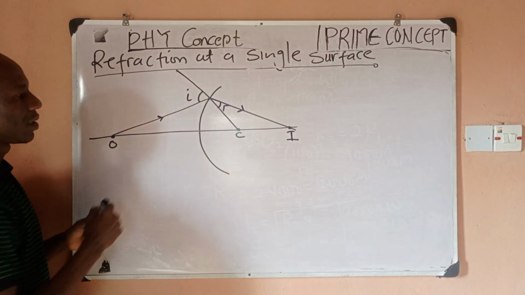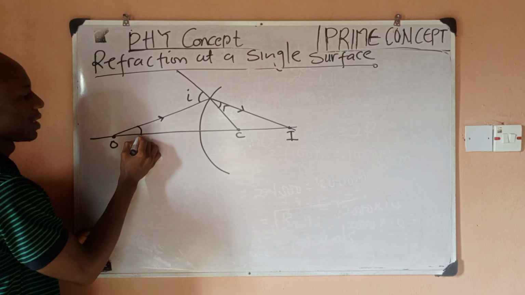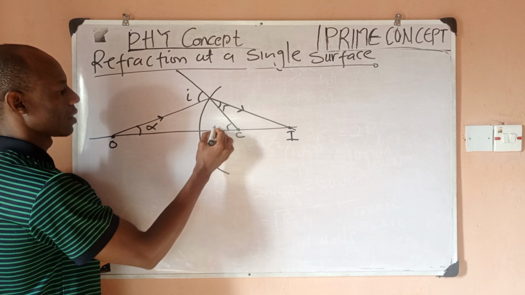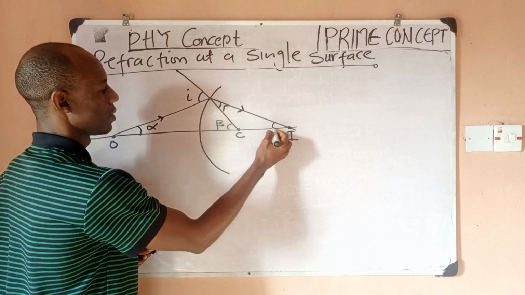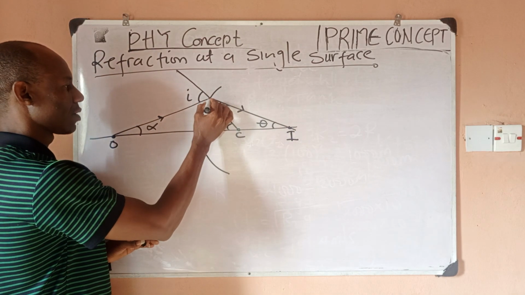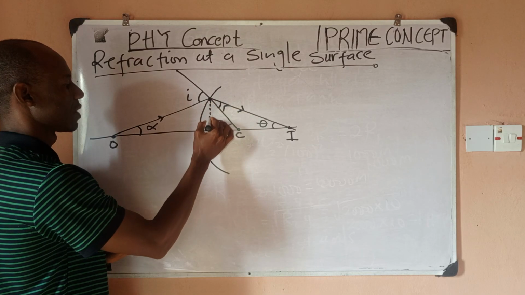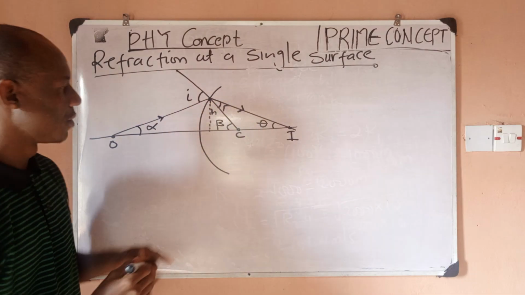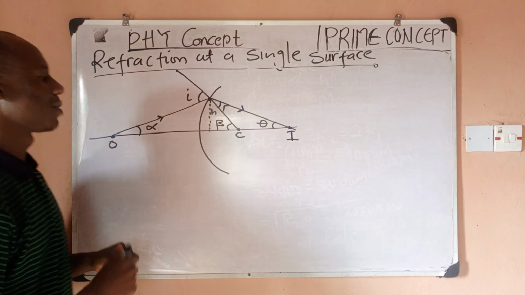Now I'm going to label this diagram. I'm going to call this angle alpha, call this angle beta, then call this angle theta. Also, I want to create a height so that I can have some separate triangles here. So I'll call this height H. So I believe you can see this thing. So bear with my space.